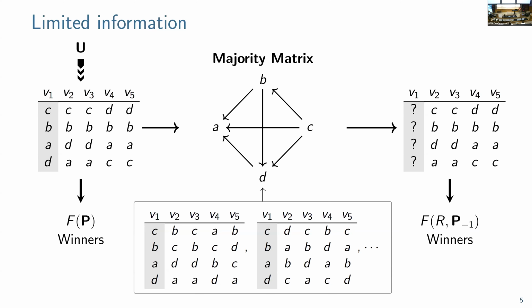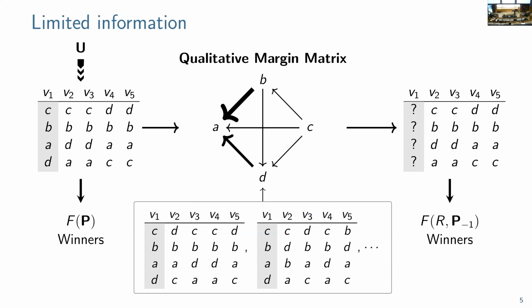Or you might get a little bit more sophisticated information like the majority matrix. So the majority matrix just says for the pairwise comparisons, is one candidate majority preferred to another candidate? You might get the margin matrix, where you not only get this majority comparison information, but actually the margin of victory. And then finally, a bit more qualitative information. So you have the majority relation, but you actually have an ordering over the edges rather than just simply the margin of victory. So you have all different types of limited information you can get as a voter about the profile.